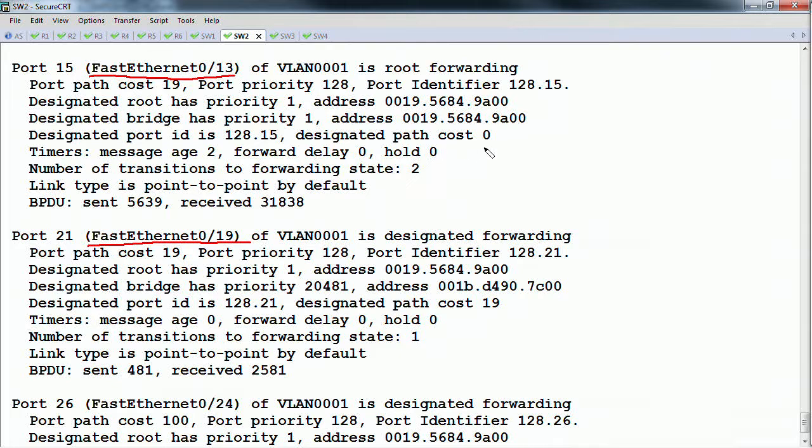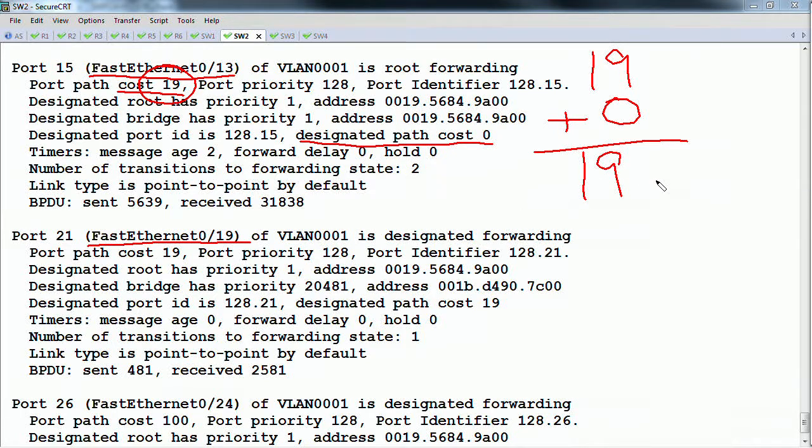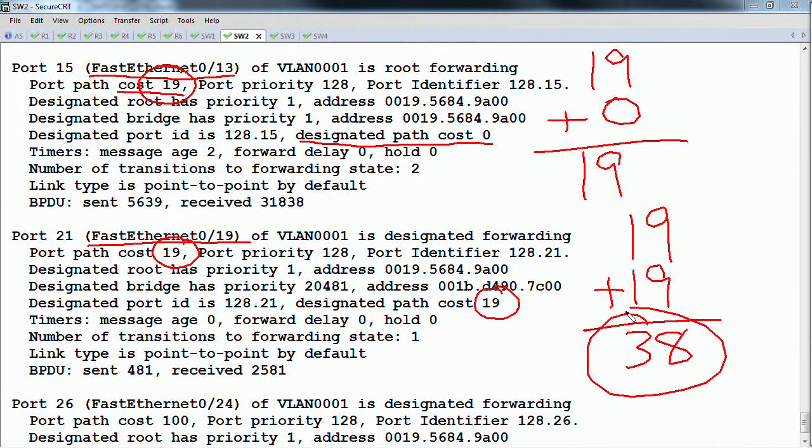Switch 2 says here that this interface is connected to someone that is advertising a cost value of 0. My cost on the port is 19. So if I take 19 plus 0, this is my root path cost. For this interface here, I have a cost of 19. They have a cost of 19. So I add these two together. Since this value is higher than this one, this becomes the root port.